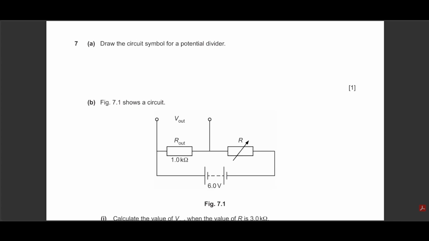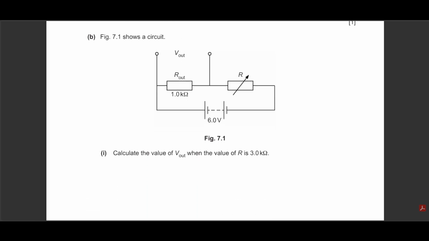So draw a circuit symbol for the potential divider. We have that as a variable resistor or a rheostat, for that matter. This is what a potential divider would look like with wires. It shows a circuit. This is a potential divider with 2 resistors in series with each other. Voltages will be divided. He says that we want to find the V out if R is 3 kilo ohms.